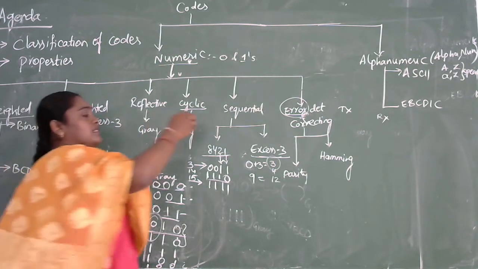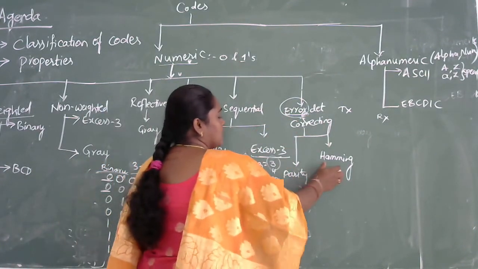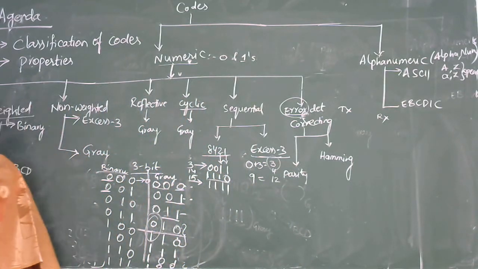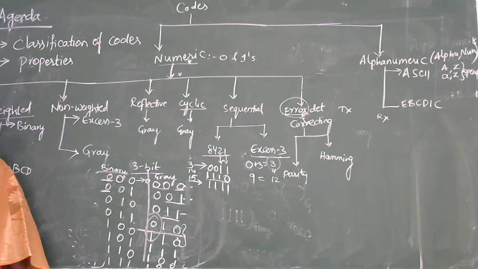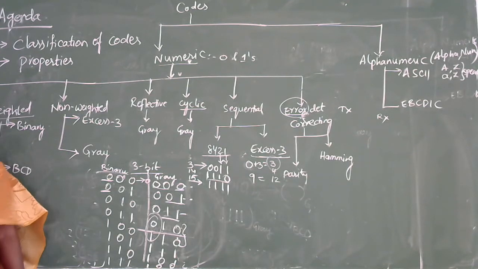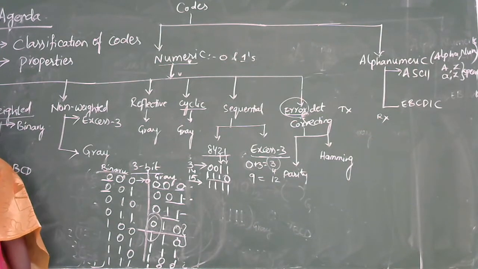So the examples for the error detection and correction codes are parity codes as well as the Hamming code. The parity codes indicate that if I am sending information in the form of zeros and ones, the actual information is called the message bits. Whenever we are transferring information, we are not only sending the original information, along with it we are adding some other bits. Those extra bits are called parity bits.